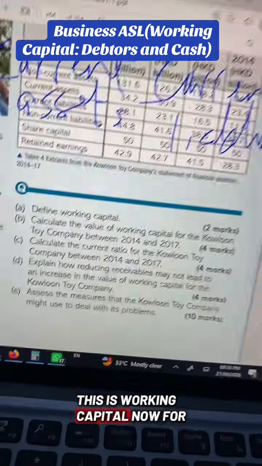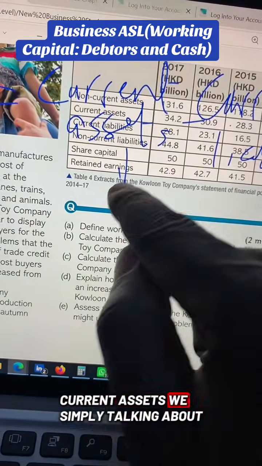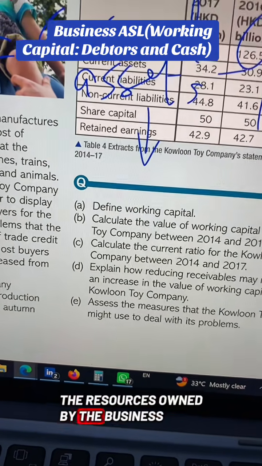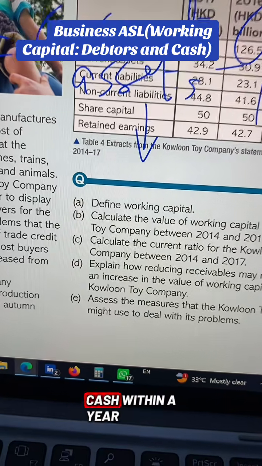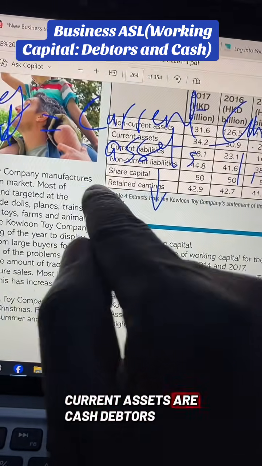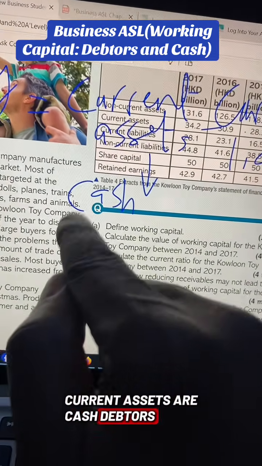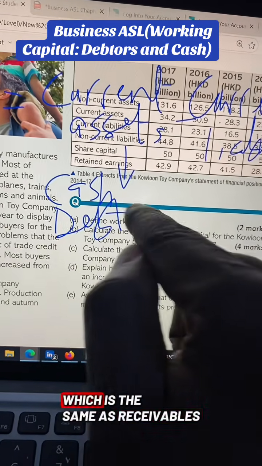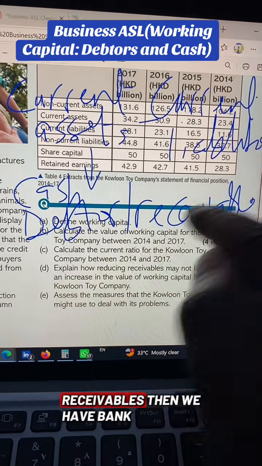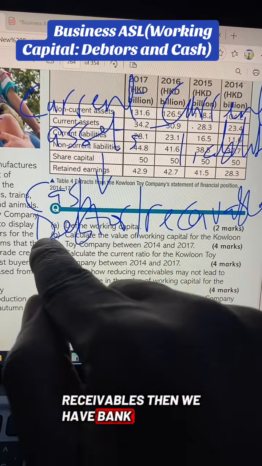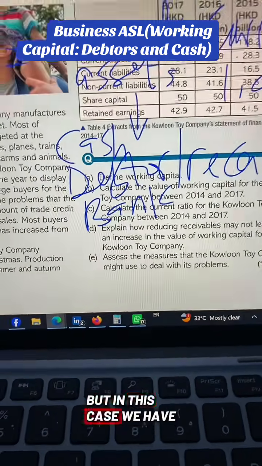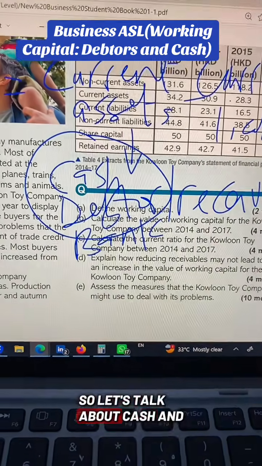This is working capital. Now, for current assets, we're simply talking about the resources owned by the business that can be easily turned to cash within a year. Examples of current assets are cash, debtors, which is the same as receivables, and bank. But in this case, we have cash and debtor, so let's talk about cash and debtor here.